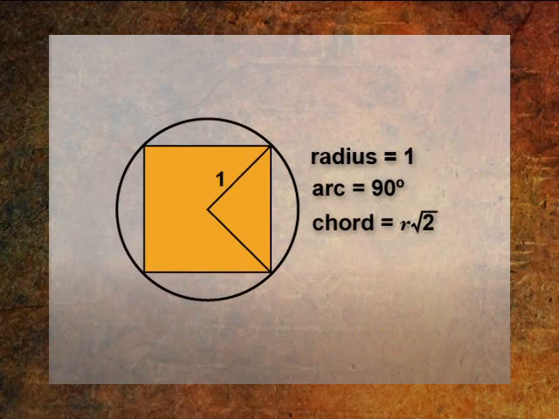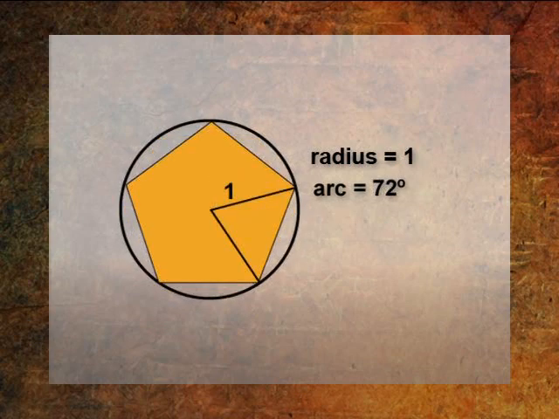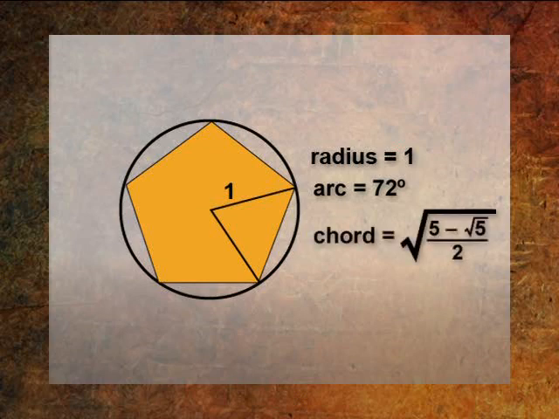If I take a chord that corresponds to an arc of 60 degrees, well, I simply get an equilateral triangle formed by the two radial lines that go out to the circumference, and so the chord of 60 degrees is exactly one radius. And the Greeks were also able to figure out the exact value of a chord of 72 degrees. That turns out to be the square root of the quantity 5 minus the square root of 5, all divided by 2.